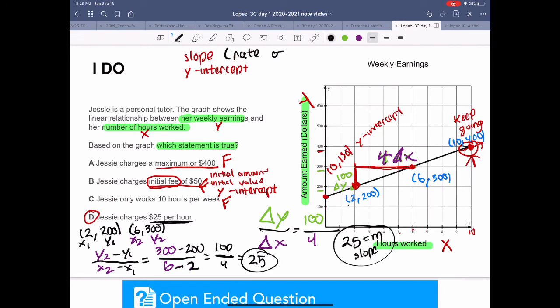But rate of change is more used for real life situations because we're dealing with two variables changing with one another. And so remember, x is going to be your independent variable, y is going to be your dependent variable. Later on, x is going to be your domain, and y is going to represent your range. But we'll get to more of that later.